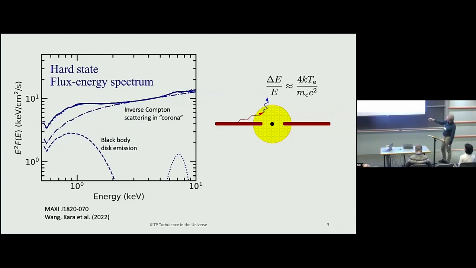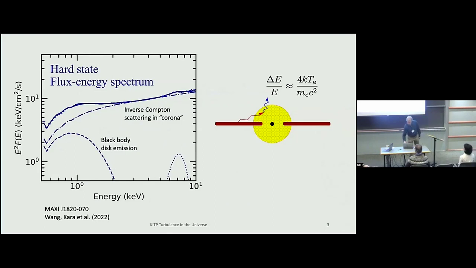And then there are other features. On this plot, there's a little bump here, which is a broadened iron emission line that careers have been built on, looking at what that structure tells you. But that's an example of the spectrum.